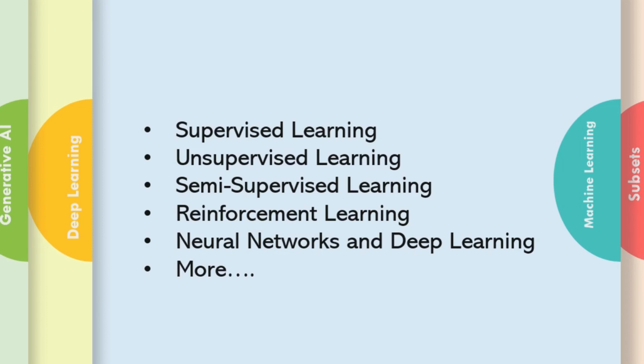Semi-supervised learning. In this model, we have a small amount of labeled data and a major amount of unlabeled data. Reinforcement learning. In this model, an agent learns to make decisions by performing actions. The agent receives rewards and penalties as feedback, and accordingly it changes its actions.